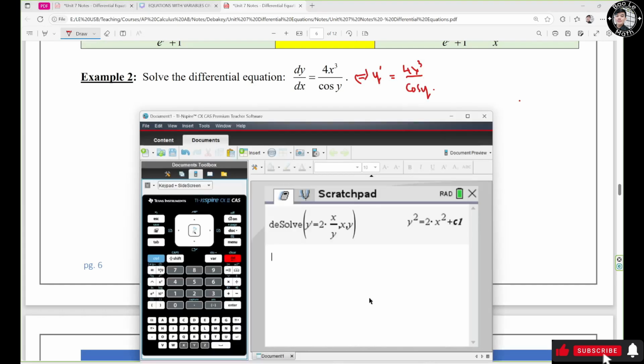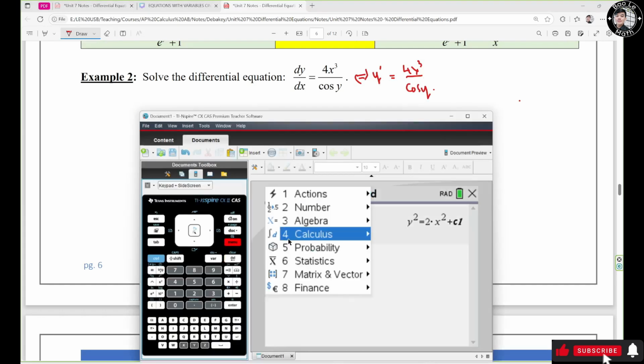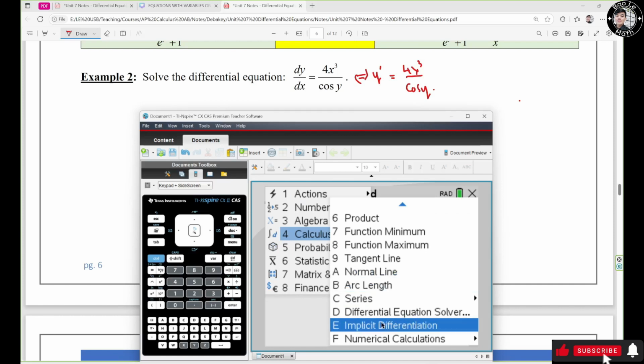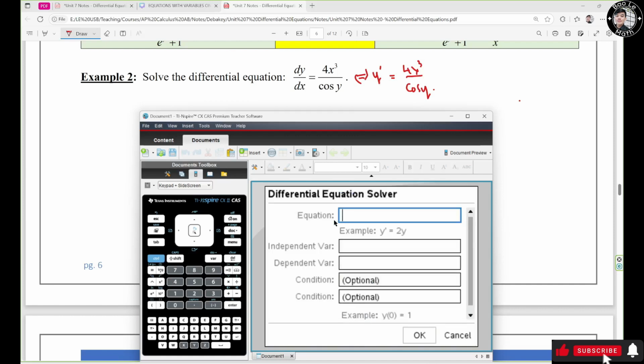Alright, so you're going to bring up the calculator, hit menu, calculus, scroll all the way down to differential equation solver right here. So you need y prime equals 4s cubed divided by cosine y.